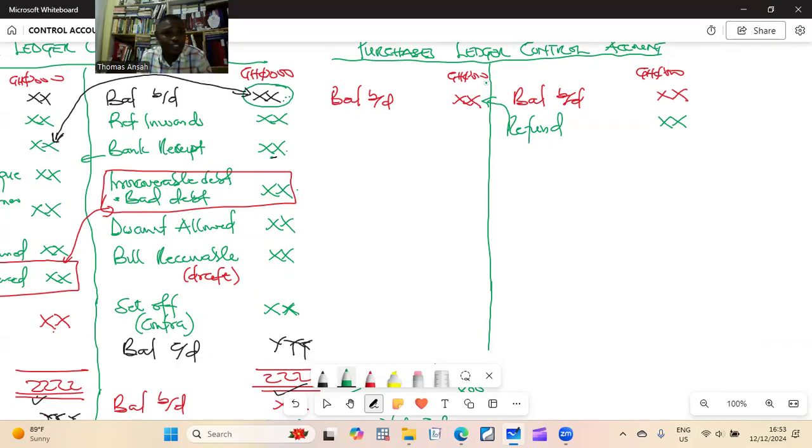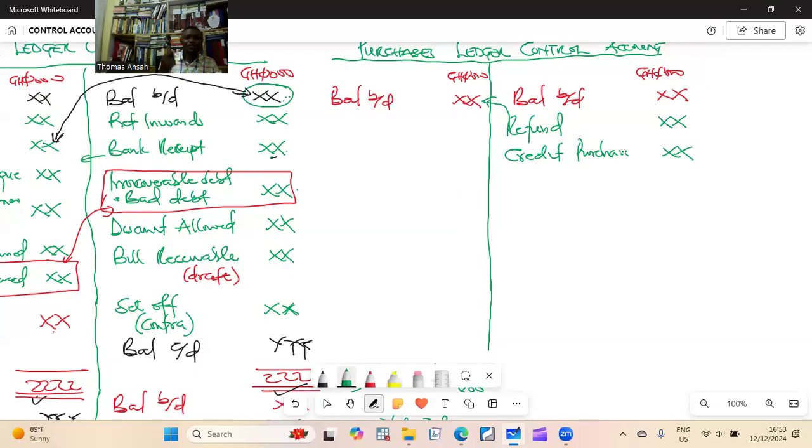A liability. And when liabilities are increasing, what do you do? You credit. All right. So if there is a credit sale, credit purchases, then that one too will be here. So that is that.